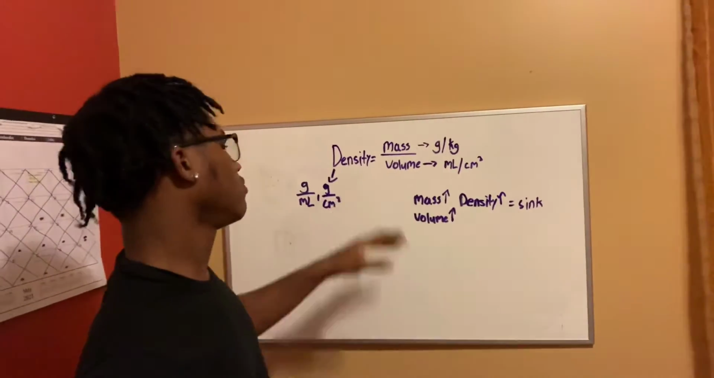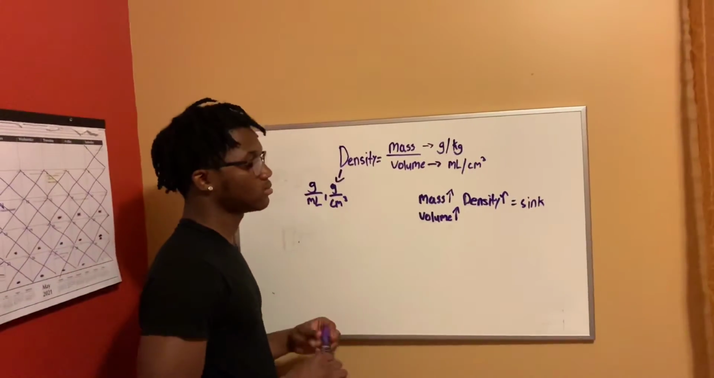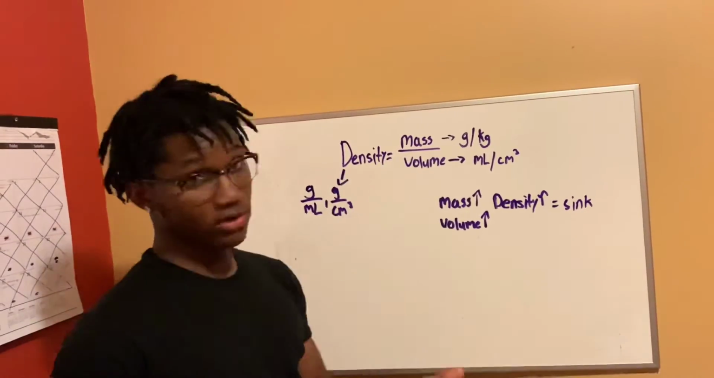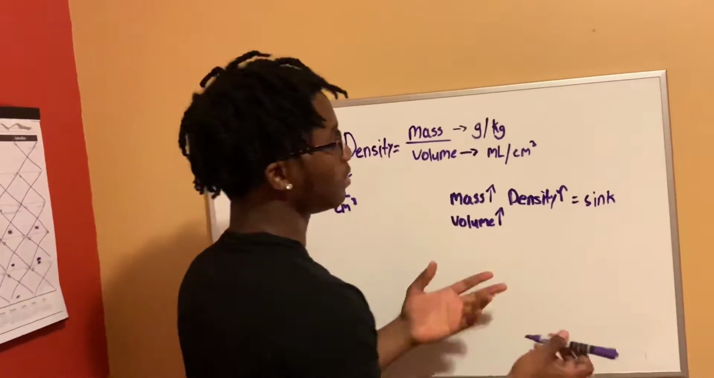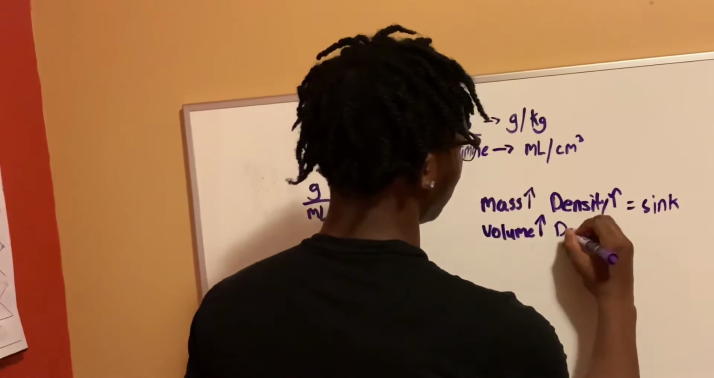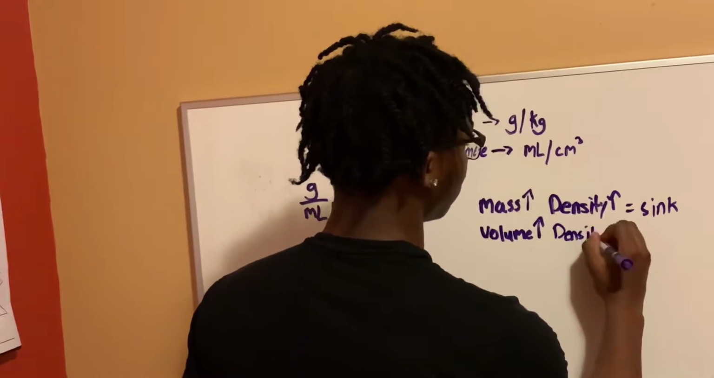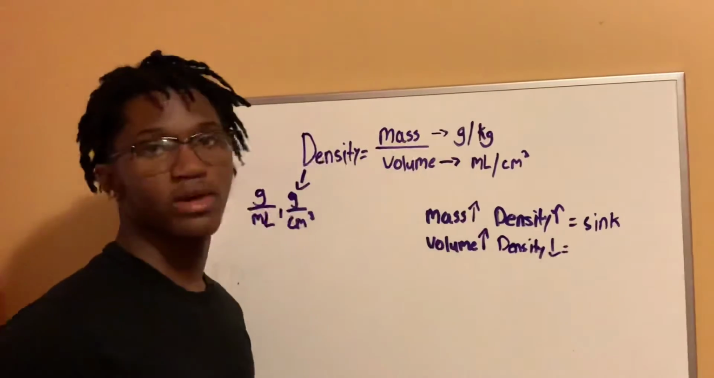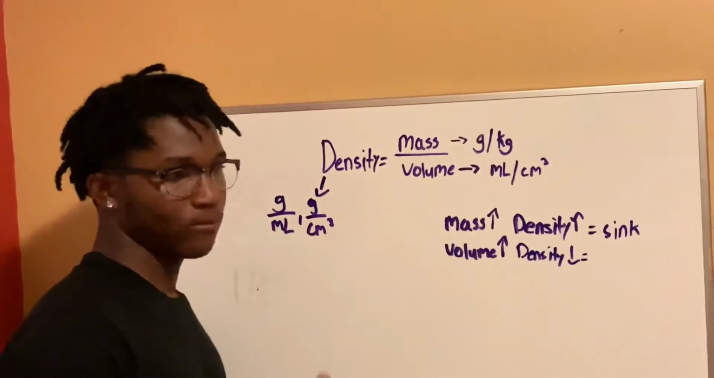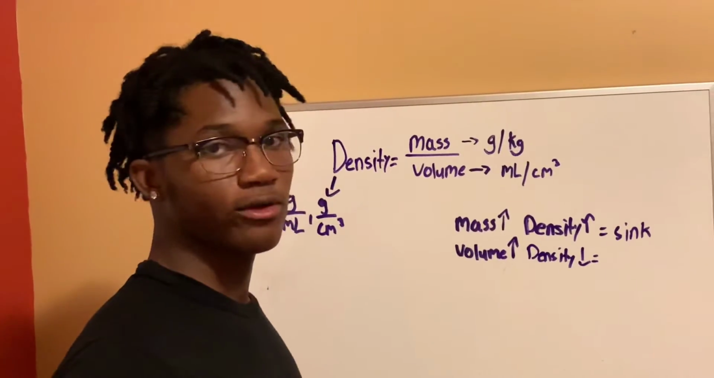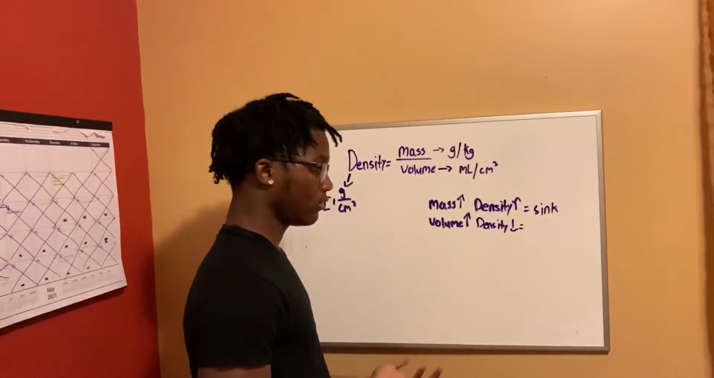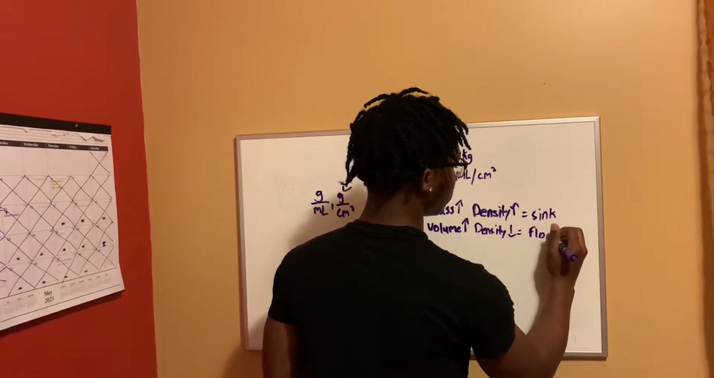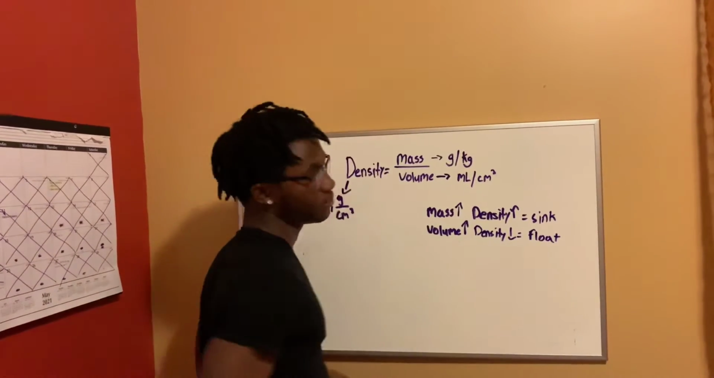Density and volume, they are indirectly proportional. So that means that when volume increases, it's going to have the opposite effect on density than mass did. And density will in turn decrease, because the more space you have, like think about floating on water. If you're spread out, you're gonna float, but if you come together, you're gonna sink. So if you're more spread out, you're gonna float.